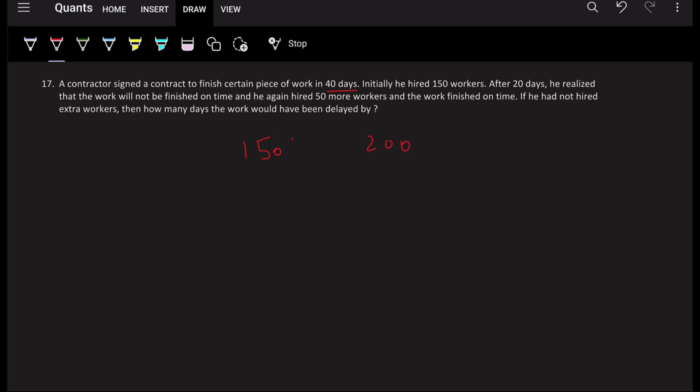So 150 men work for 20 days, and 200 men work for the same 20 days. If he had not hired extra workers, then by how many days would the work have been delayed? So I can do this question by the MDH formula.